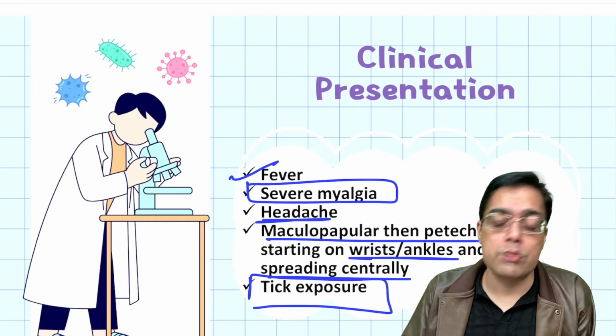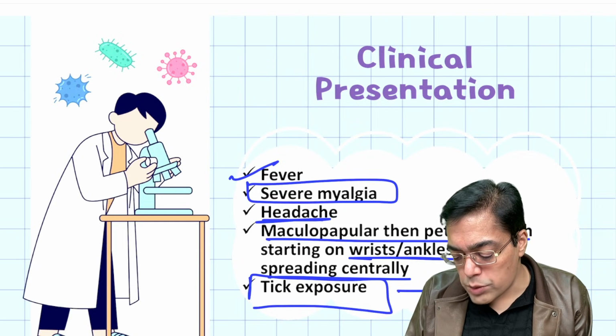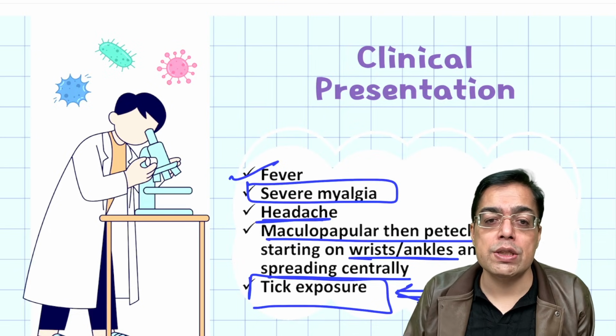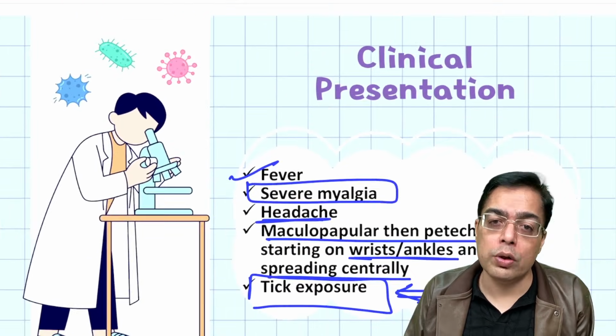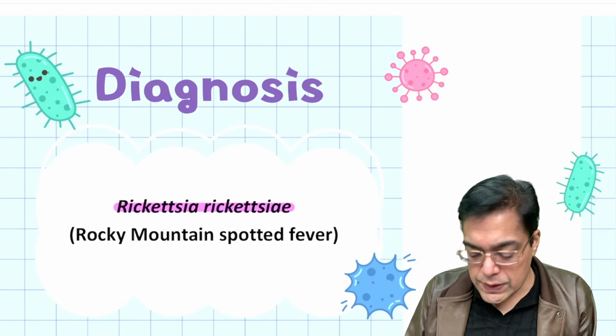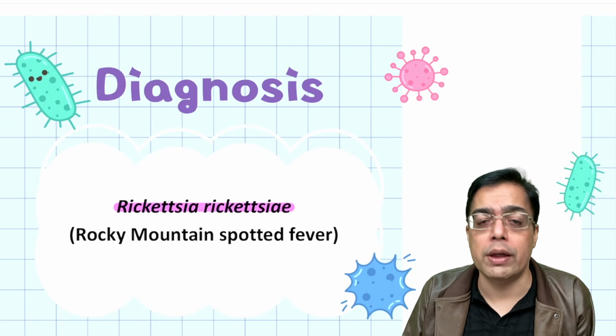I mean, you may think in terms of something like even dengue over here, but what it talks about over here is a patient who's going to be having an exposure to ticks. So you are going to be talking about the presence of a rash, which is initially maculopapular, then petechial, going over here, and that is what is suggestive of the infection caused by the rickettsia, and the diagnosis happens to be RMSF, which means the Rocky Mountain Spotted Fever.